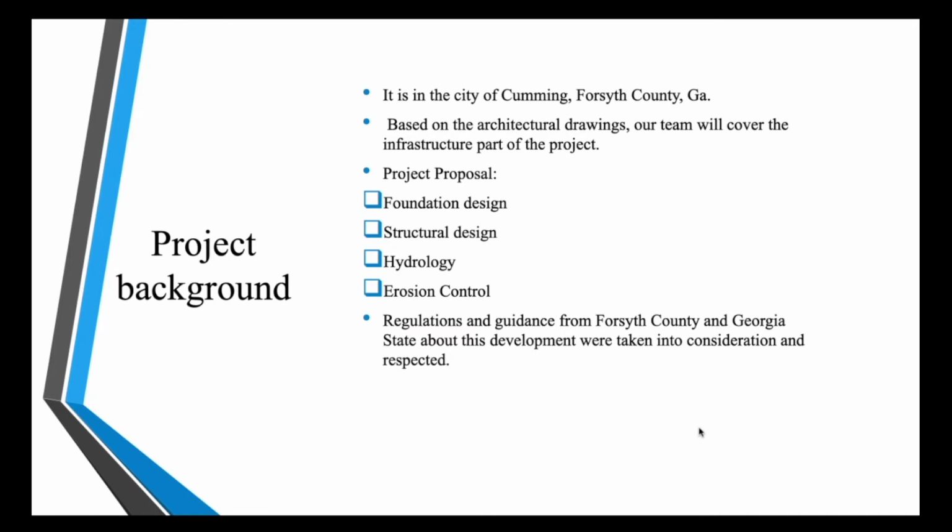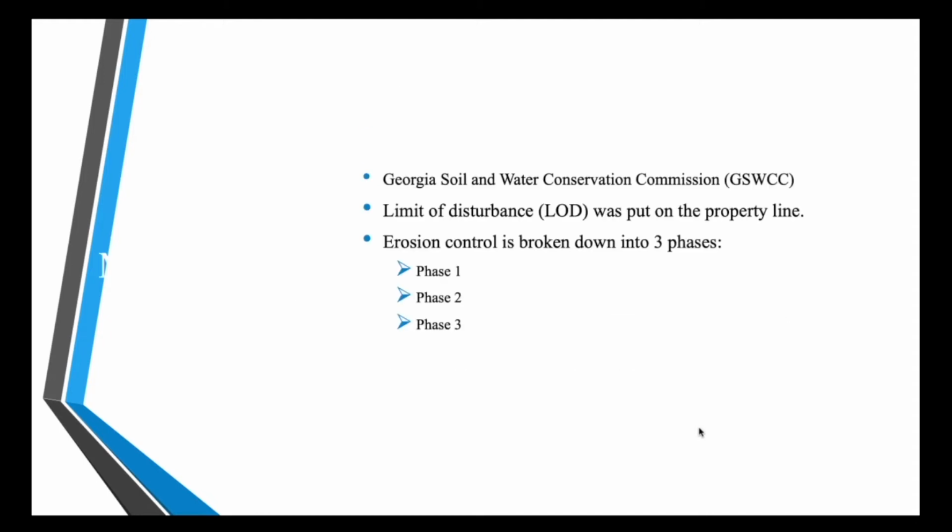And we're going to present today 4 phases of our project: the erosion control, the hydrology, the structural design, and the foundation design. For the erosion control, we took some data from the Georgia Soil and Water Conservation Commission, just to be able to really work on the land. And reading about the regulation for Forsyth County, where the project is located, we learned that we're going to need to have 3 phases on the erosion control.